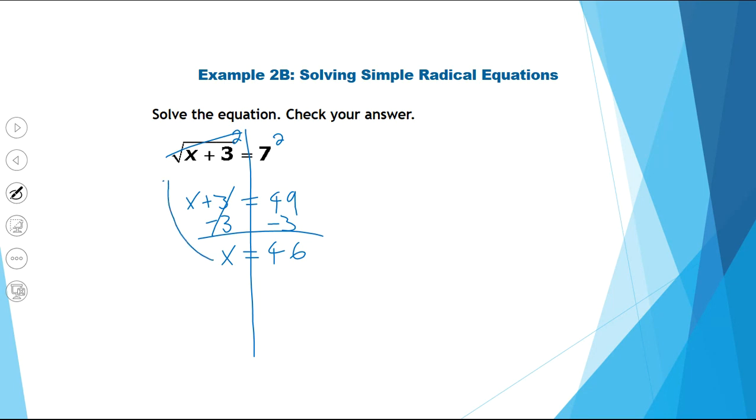Again, you can plug that in and see that it works. The square root of 46 plus 3 equals 7. That's the square root of 49 equals 7. And of course that's true, the square root of 49 is 7.